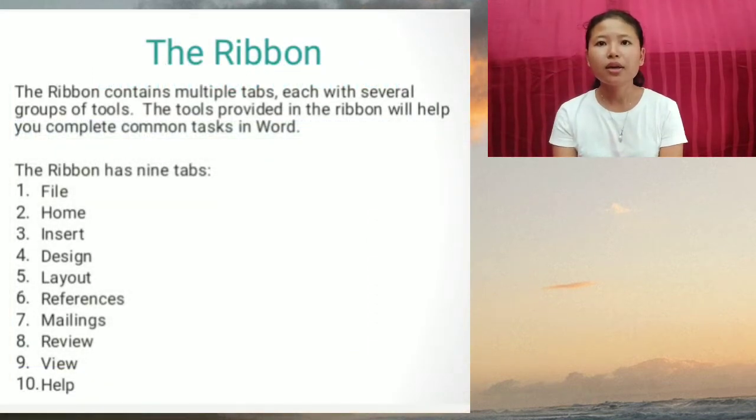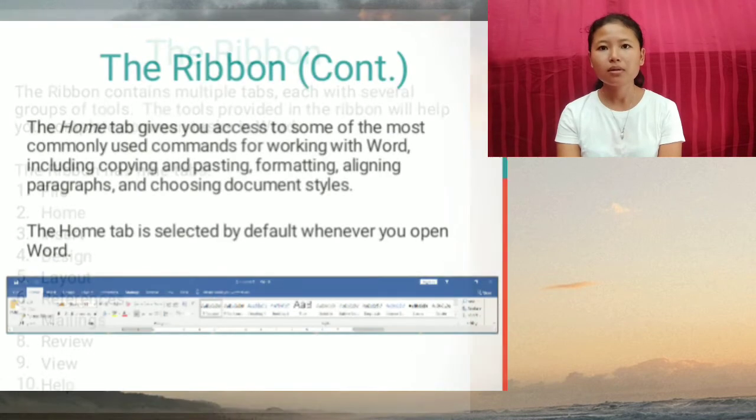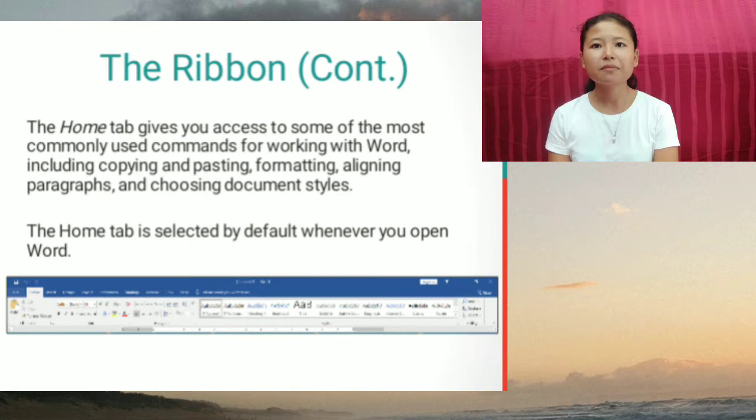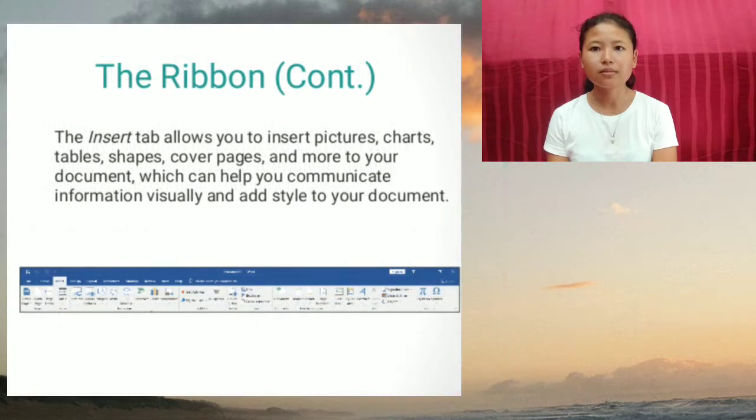The ribbon. The ribbon contains multiple tabs, each with several groups of tools. The tools provided in the ribbon will help you complete the common tasks in Word. The ribbon has 9 tabs: File, Home, Insert, Design, Layout, References, Mailings, Review, Help. The Home tab gives you access to some of the most commonly used commands for working with Word, including copying and pasting, formatting, aligning paragraphs, and choosing document style. The Home tab is selected by default whenever you open Word.